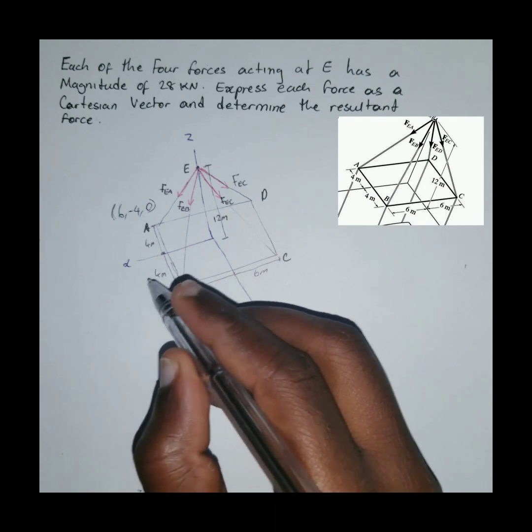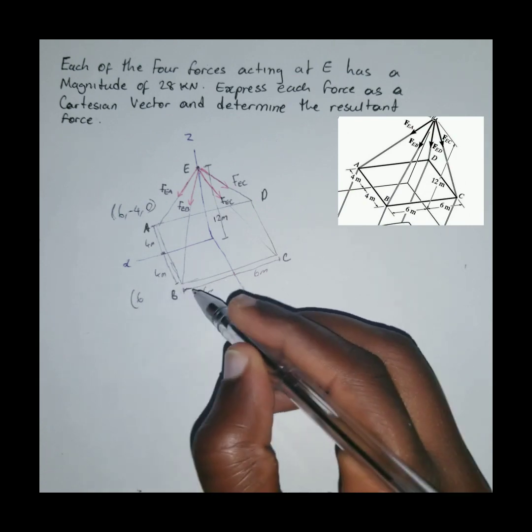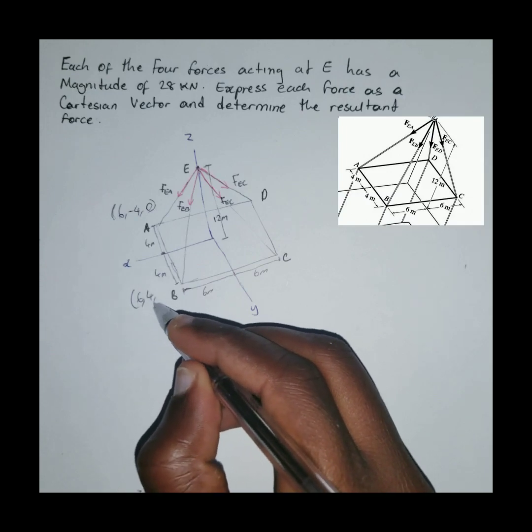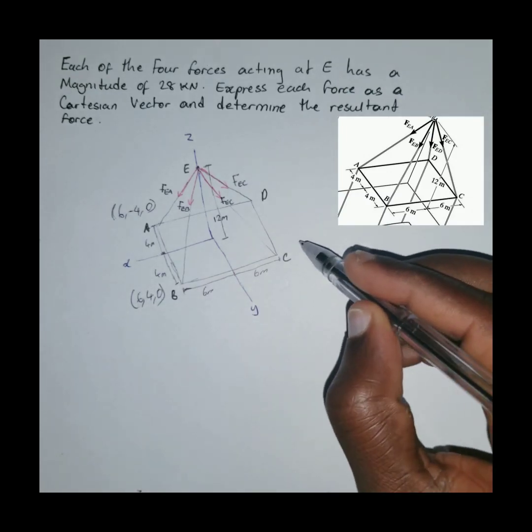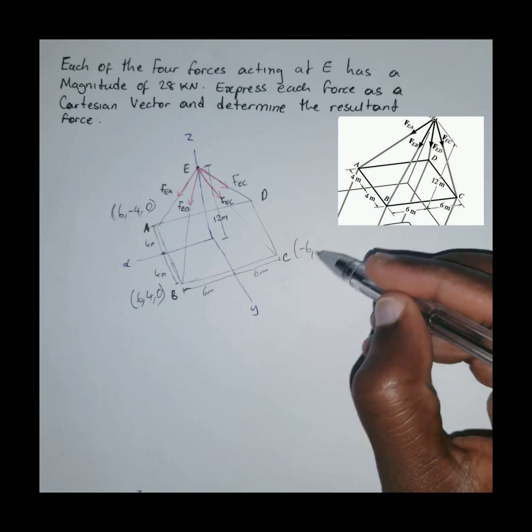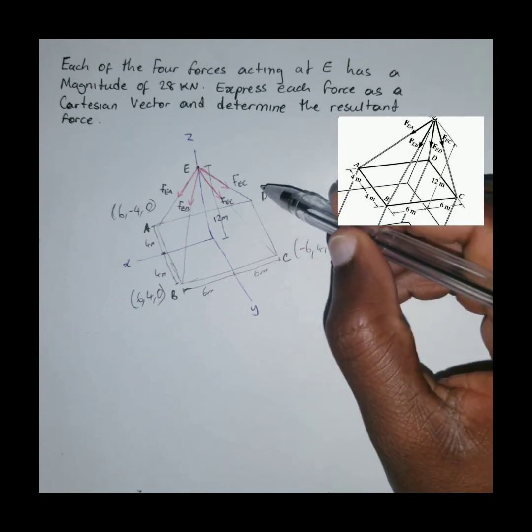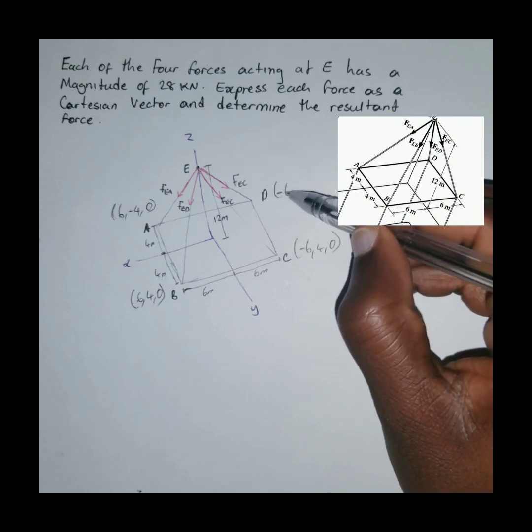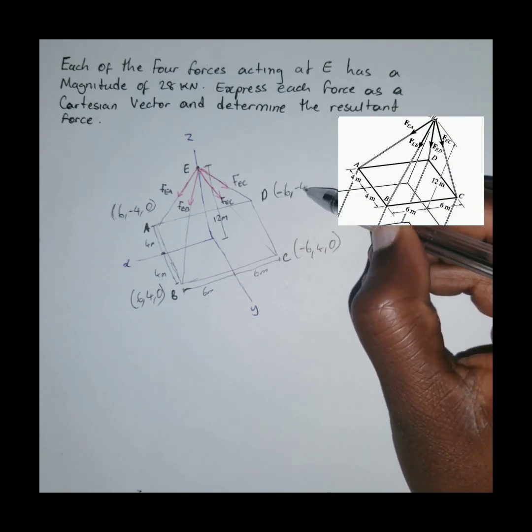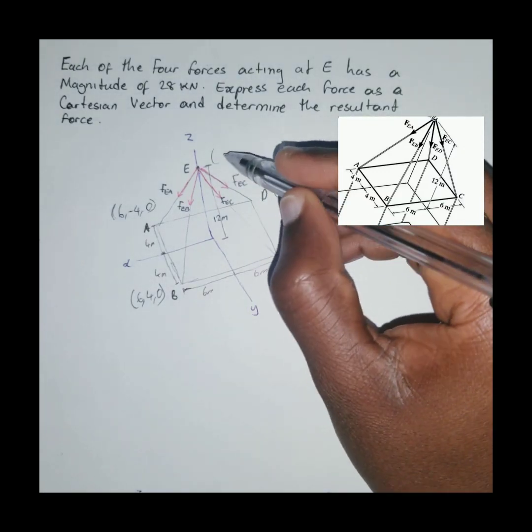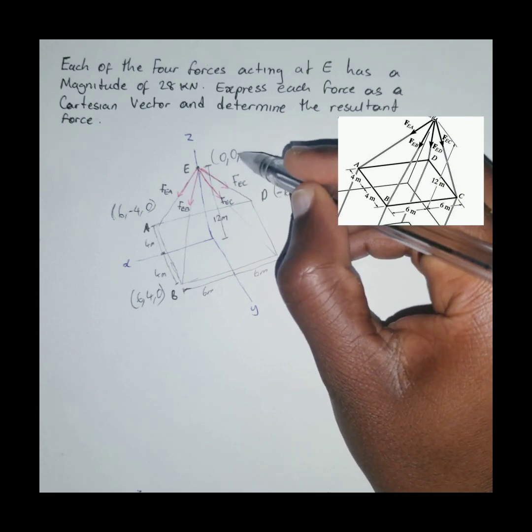Similarly, B, you have 6, 4, 0. For C, we have negative 6, 4, 0. And D, we have negative 6, negative 4, 0. And E, we're going to have 0, 0, 12.